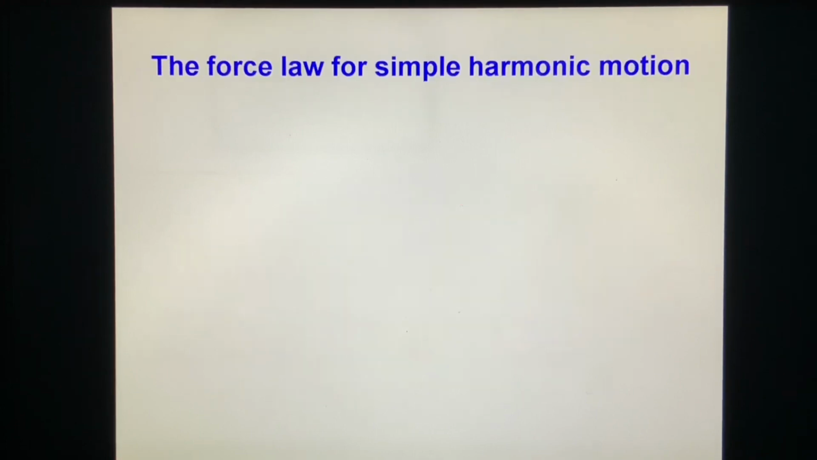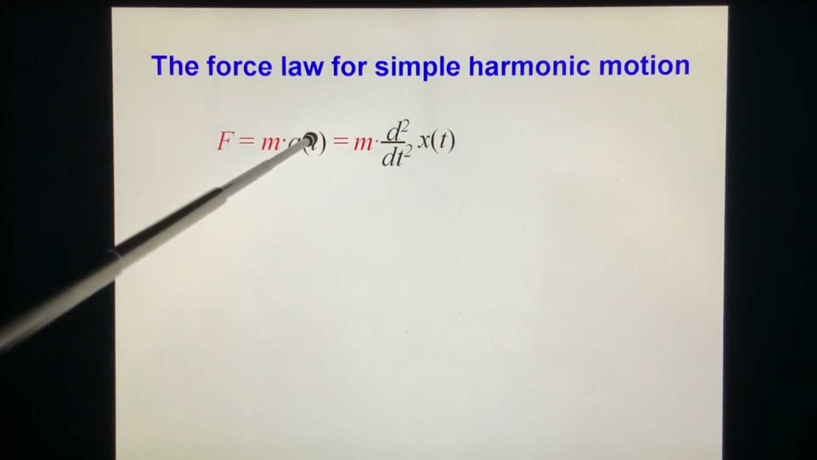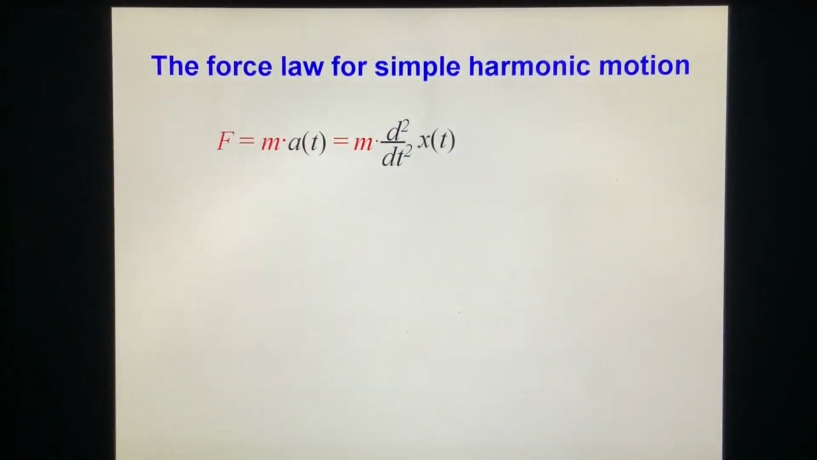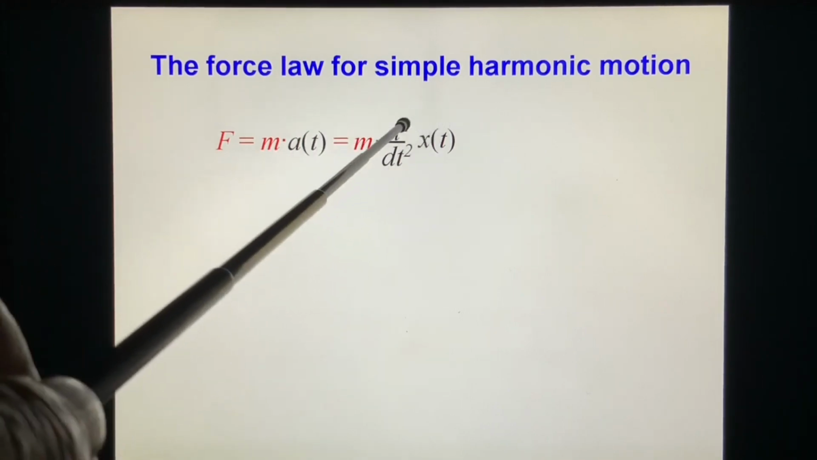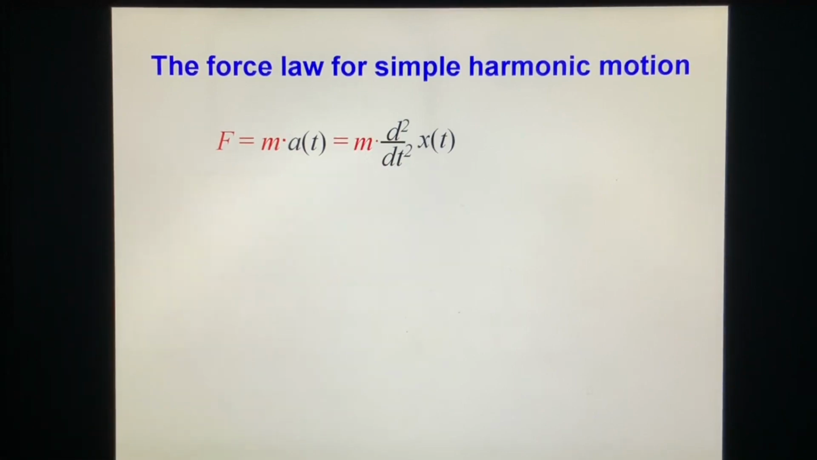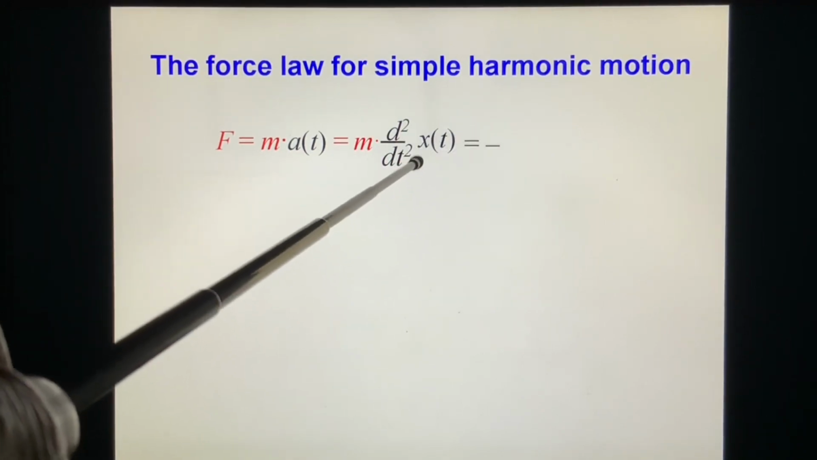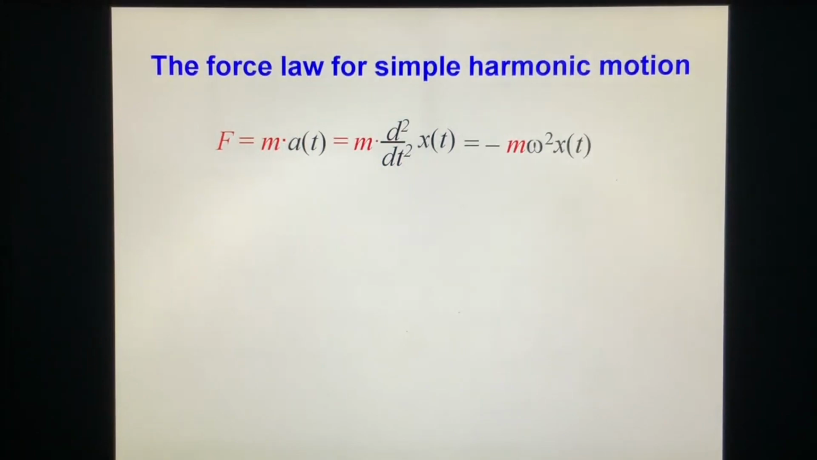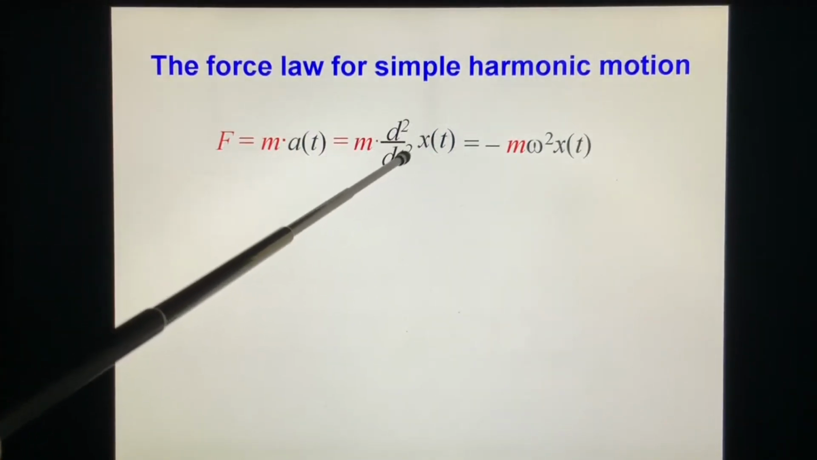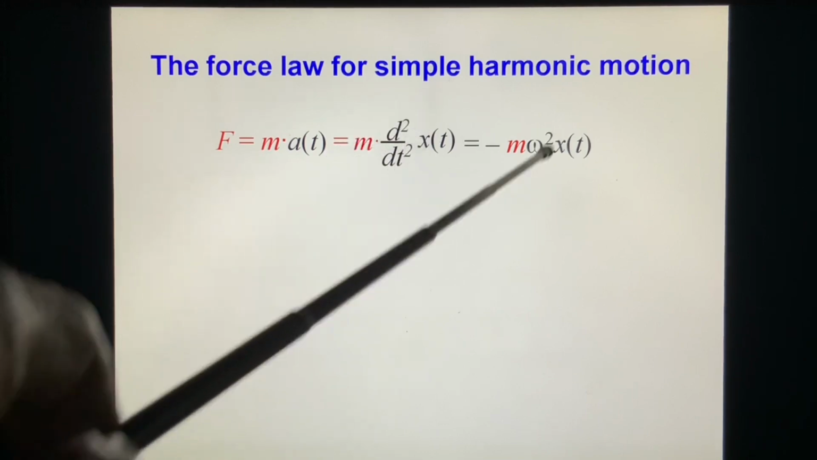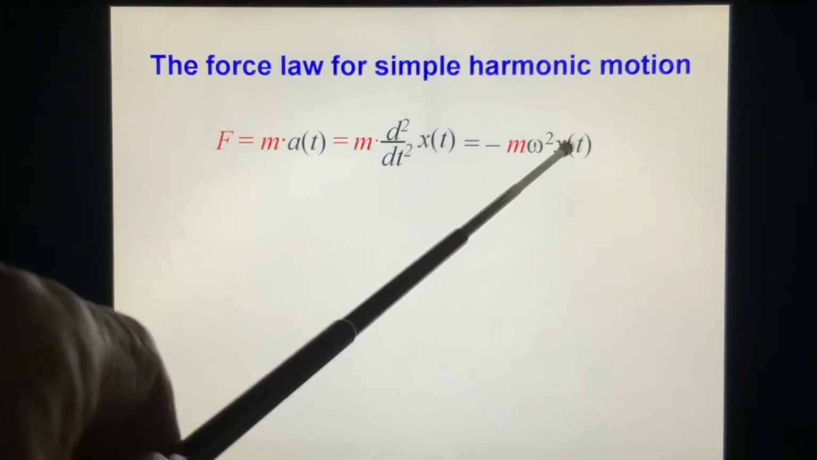The force law for simple harmonic motion. We look at F equal to ma. When you do simple harmonic motion, F must satisfy this. And a is the second derivative of the displacement with respect to time t. Okay, and we know this one. We put this equation in, and we get a equal to minus omega squared x. This is the characteristic of simple harmonic motion. Its acceleration is proportional to its displacement, with omega squared.